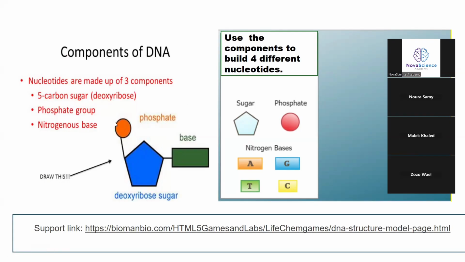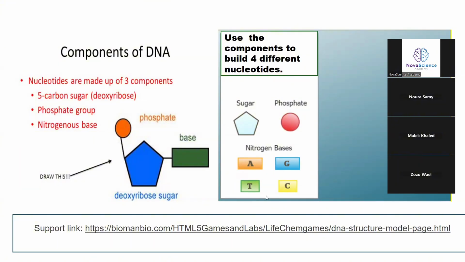It is made up of only 3 parts: phosphate group, deoxyribose sugar made up of 5 carbon atoms, and nitrogen base. Nitrogen base is made up of 4 different kinds: A, G, T, and C. As I told you, adenine, guanine, thymine, and cytosine.